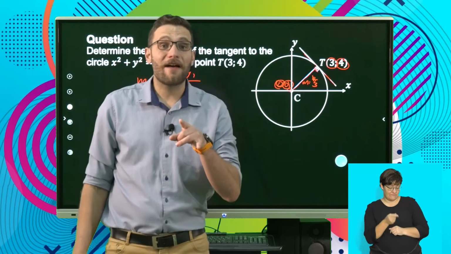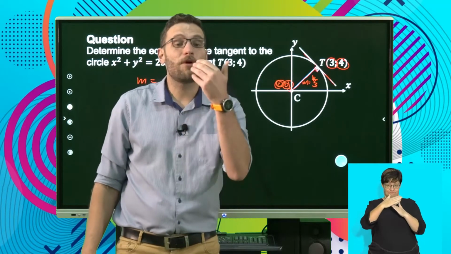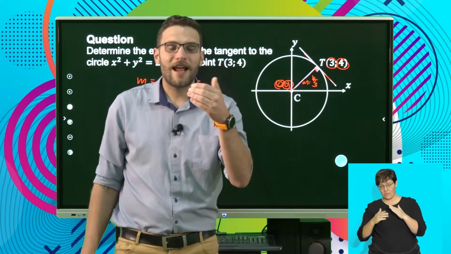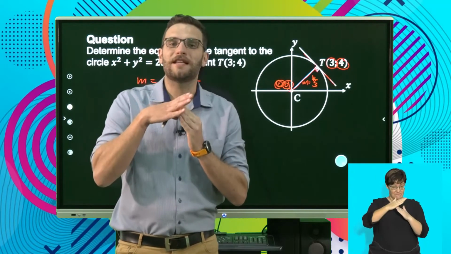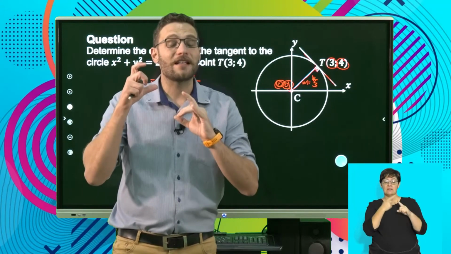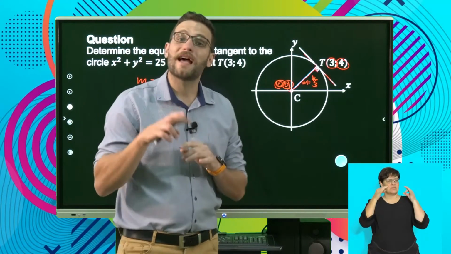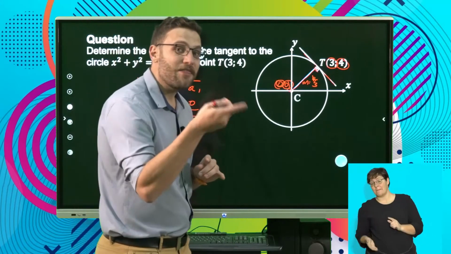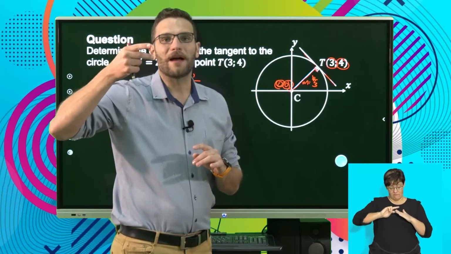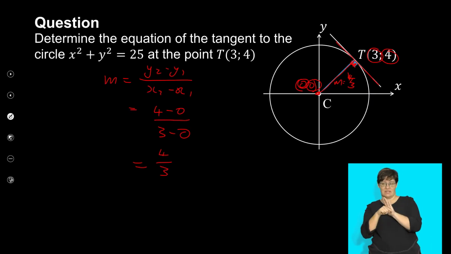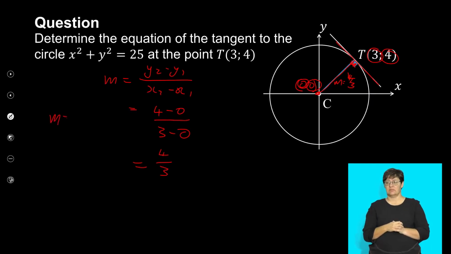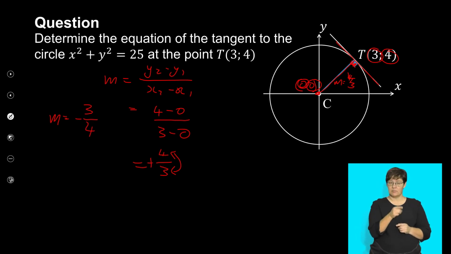Now, because the radius is perpendicular to the tangent, and we discussed that when lines are perpendicular, the product of their gradients is equal to -1. But what we decided is that to find the other gradient, I can just flip over my gradient and change the sign. So the gradient of my tangent is going to be, I flip over 4 over 3, I get 3 over 4, and I change the sign from positive to negative, and the gradient of my tangent is going to be negative 3 over 4.